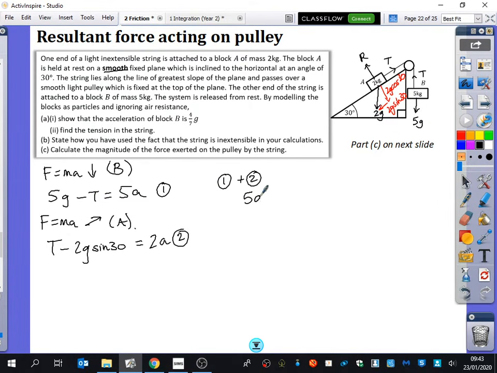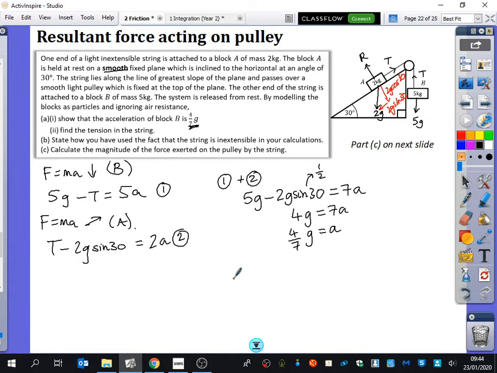So I get 5g minus 2g sine 30 equals 7a. Now this is where you need to know these things off the top of your head. Sine 30 is a half. So you've got 5g minus 2g times a half, so that's 5g minus g. So you get 4g is 7a. So you get 4/7g is equal to a. Because 2g sine 30 is a half of 2g, which is g, and 5g take away g is 4g. But they just wanted us to show that it was this, so I'm not going to change it to any number. I'm just going to leave it as 4/7g, and it's often okay to do that.